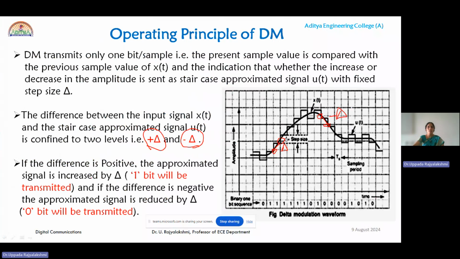If there is a rise in the staircase waveform by plus delta, then data bit 1 will be transmitted. If there is a fall in the step size, then data bit 0 will be transmitted. This is the main principle of delta modulation. It just compares x with x cap. If x is greater than x cap, u of t will rise by a factor of delta and data bit 1 will be transmitted. If x is less than x cap, u of t will reduce by a factor of delta and 0 bit will be transmitted.